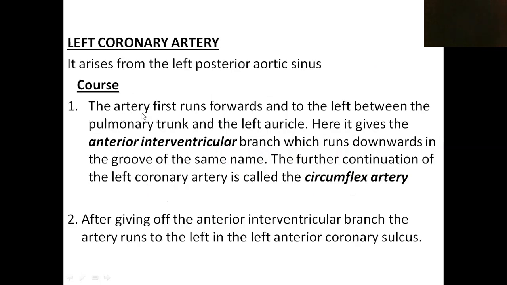Already, this artery first runs forward and to the left between the pulmonary trunk and left auricle. Okay, then here it gives one branch. It is known as anterior interventricular branch. We have to check it.